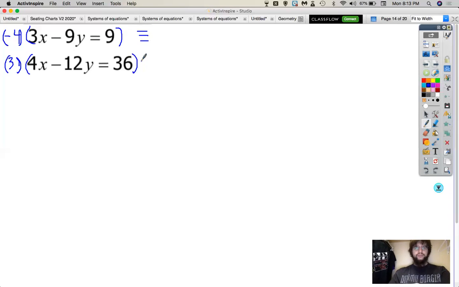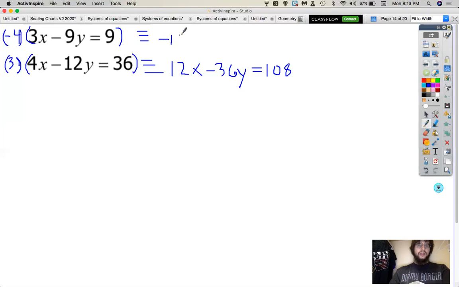Oops. Get out of my way. I'll do the bottom one first since that's in my way. 3 times 4 is 12x minus 36y. Use a calculator with these big numbers. Equals 108. Do not hesitate to use calculators, people. They're useful tools. Negative 12x plus 36y equals negative 36.